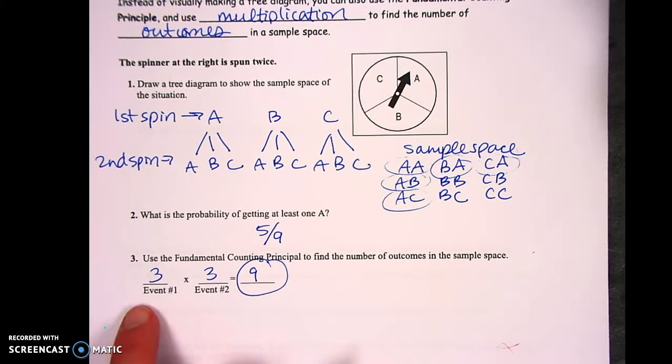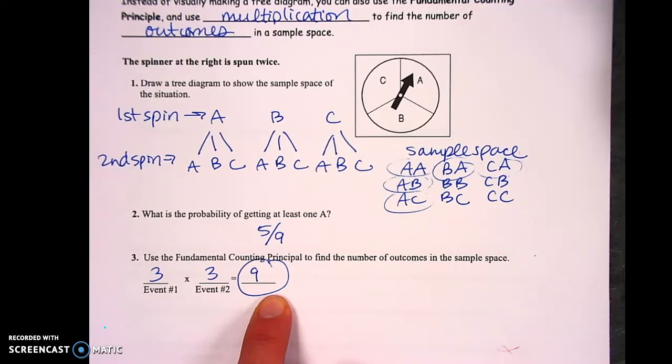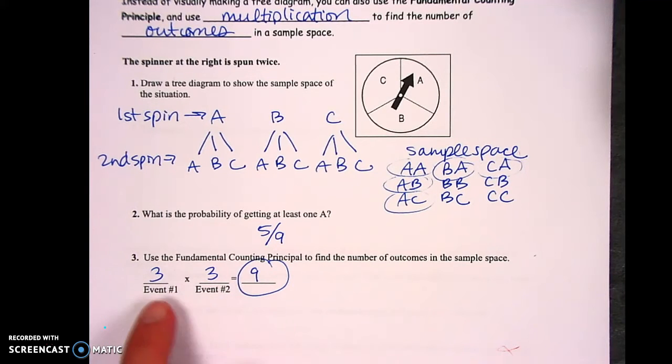As we already knew, again, there were 9 possible outcomes that could have happened. So this is exactly what fundamental counting principle looks like. It's just multiplication. And every time I write it, I like to write a line, and I like to describe what's happening. On to the back side. Some more.